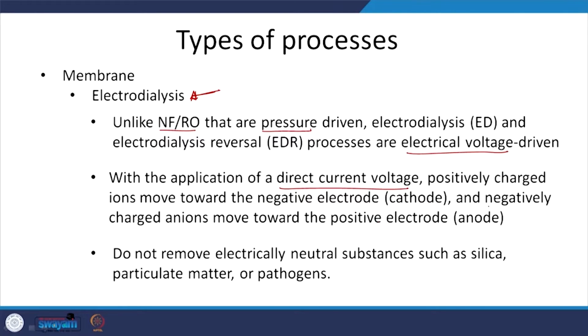How is it going to happen? Negatively charged ions move towards the positively charged anode, and positively charged ones towards the negatively charged cathode. And obviously, the issue is, if we have electrically neutral substances, then they will not be removed. Earlier it was in vogue and then fell out of favor after RO and such, but I think it is coming back into the picture.